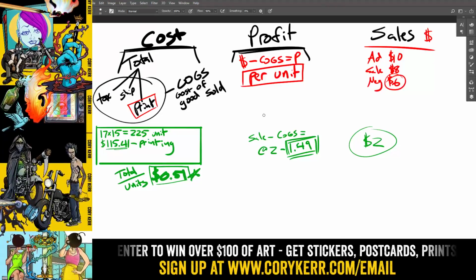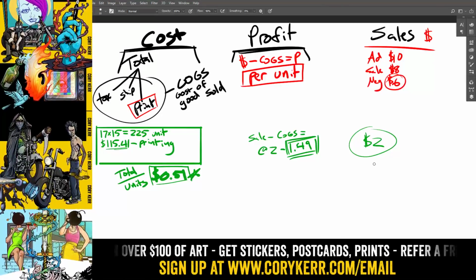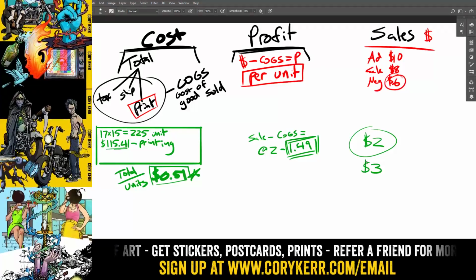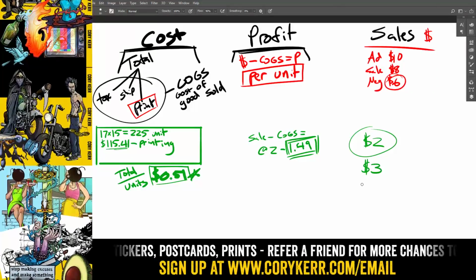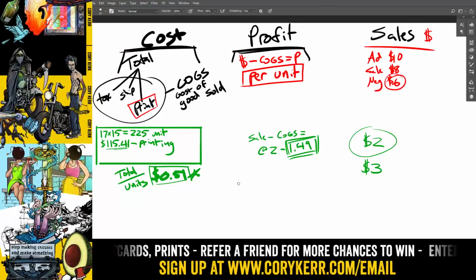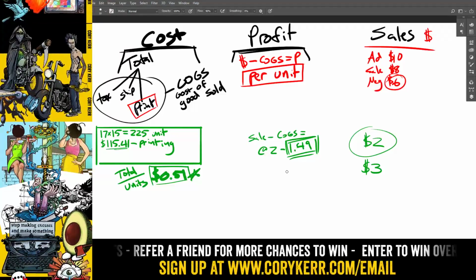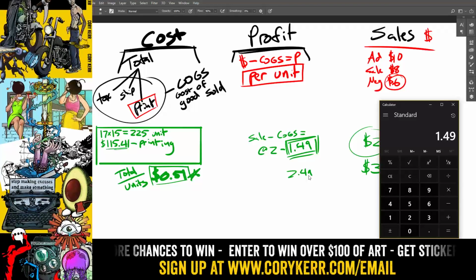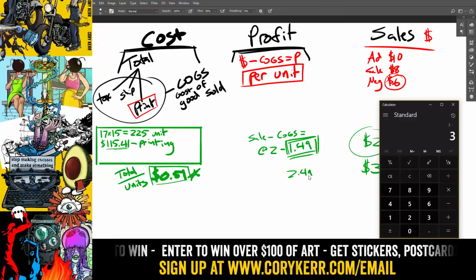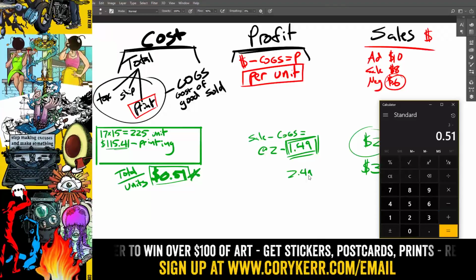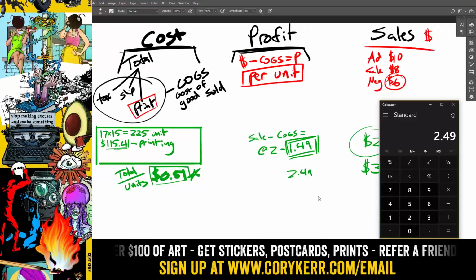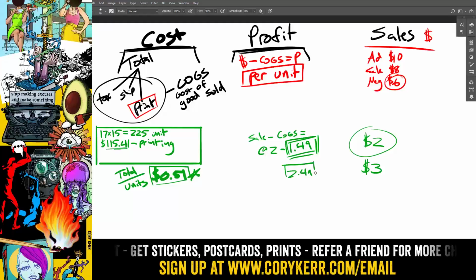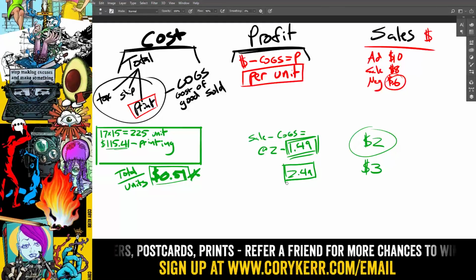Now, I might want to say, and I did this, I wonder if I sell these for $3, what would happen, okay? And so you just do the same thing. It's $1 more, so we know that it's $2.49. But just for the sake of showing you, I'd go $3 minus the cost, and I'd say $2.49. So it's going to be $1.49 or $2.49 profit.